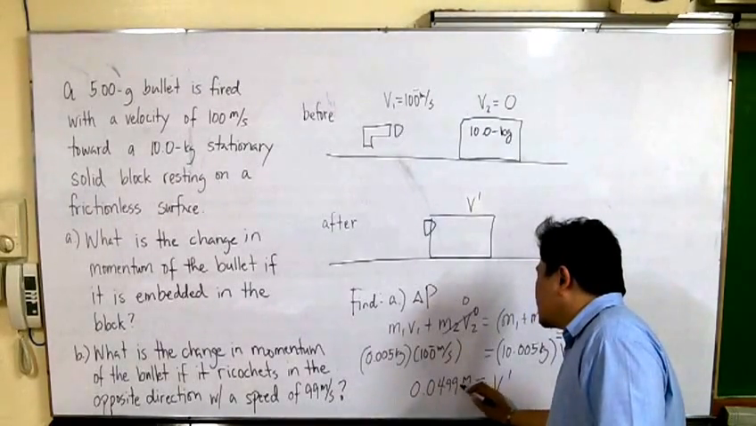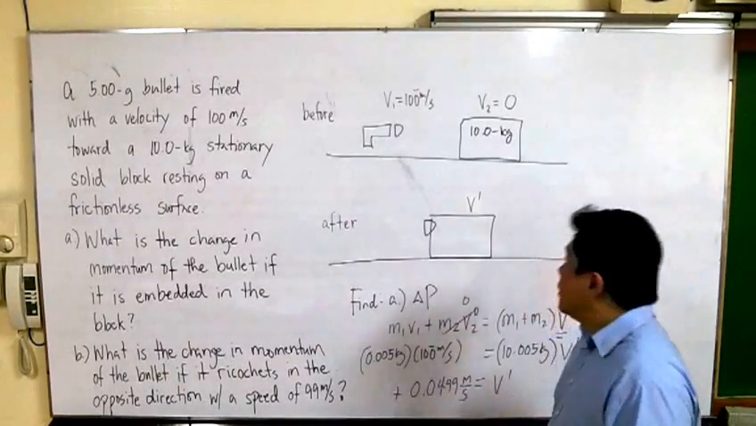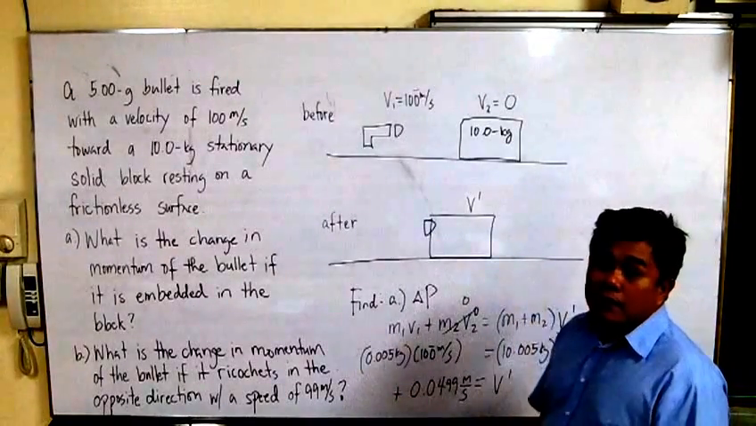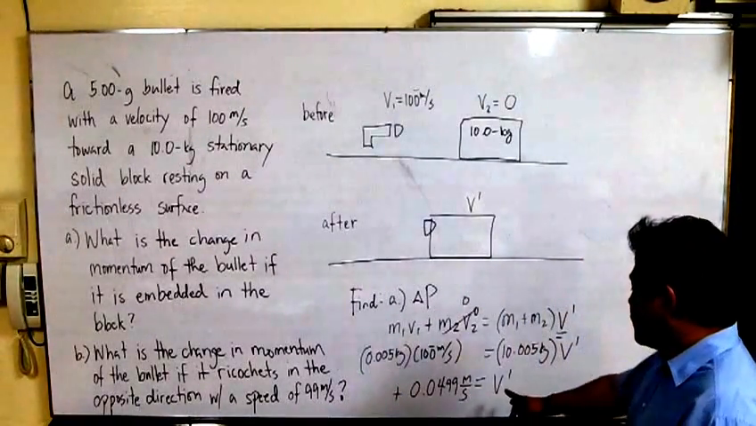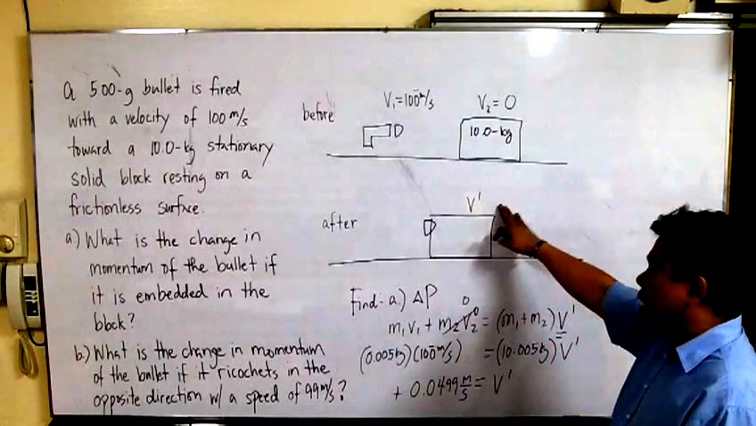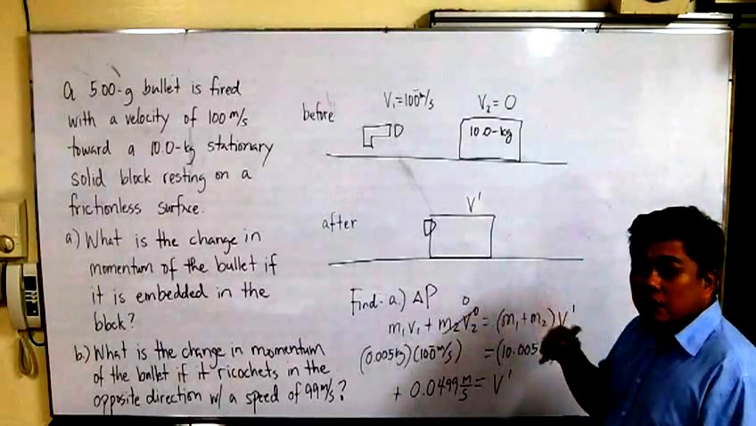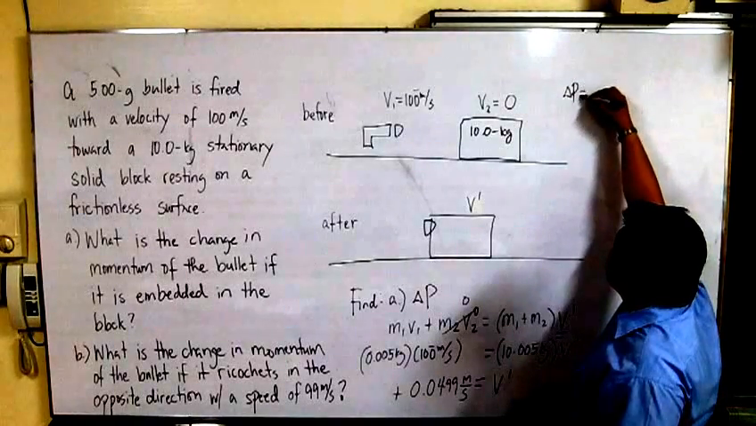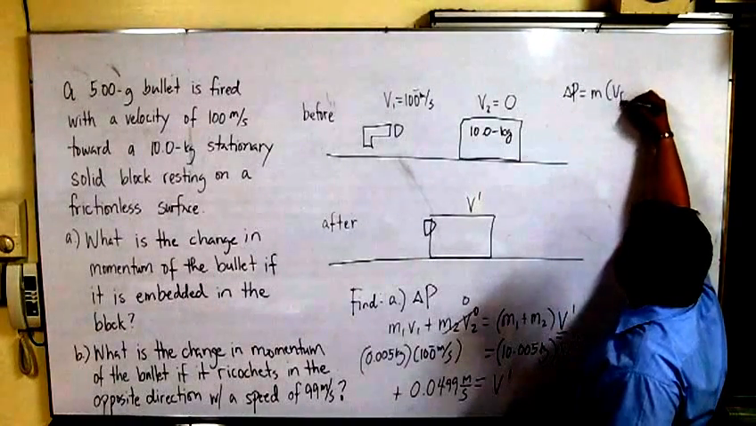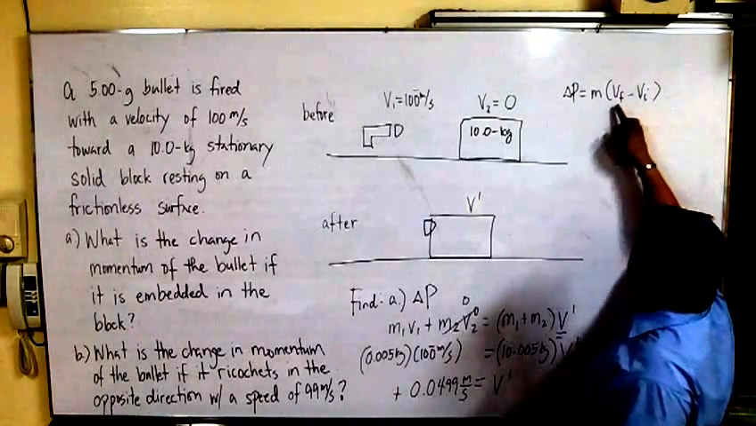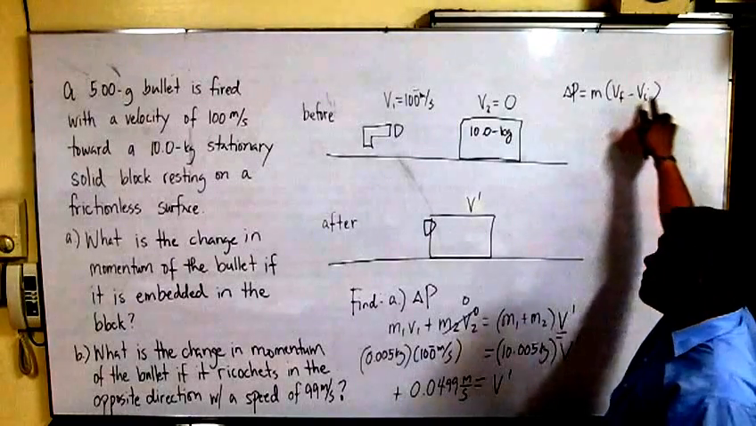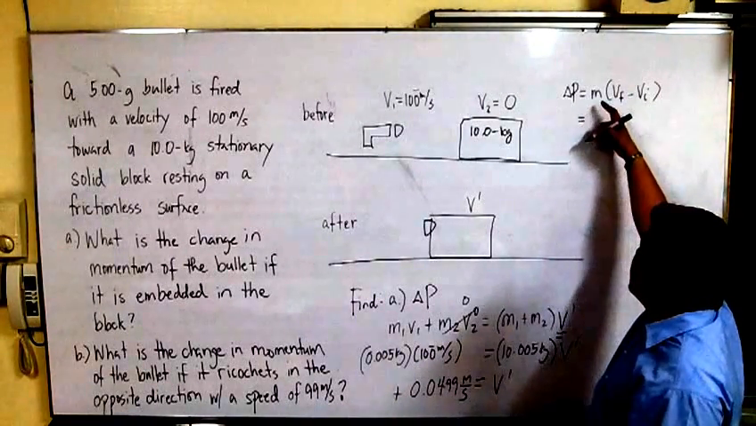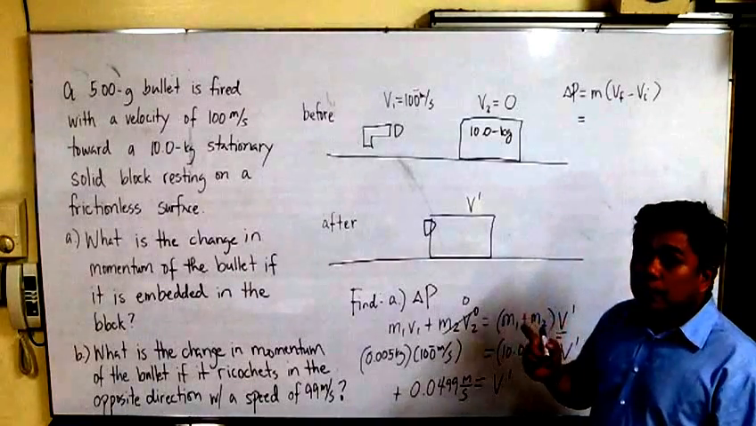0.0499 meters per second. And it is positive because the block of wood will move to the right together with this bullet. So what we have solved so far is just V prime. What we are looking for is the change in momentum. So delta P is equal to M times Vf minus Vi, the final speed minus the initial speed, multiplied by the mass. So we are looking for the change in momentum of the bullet.